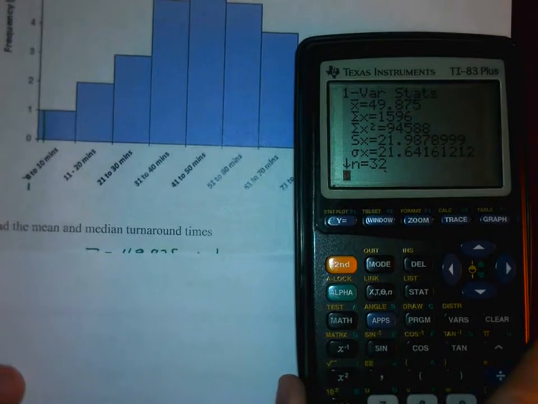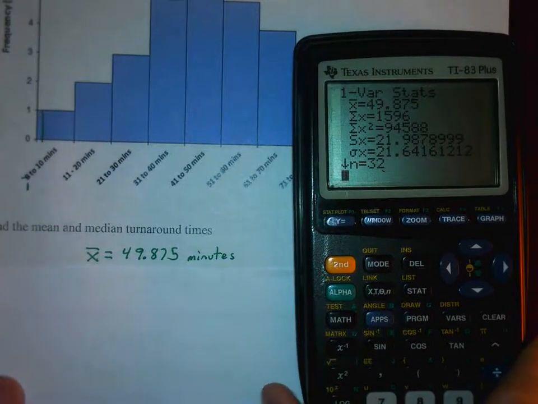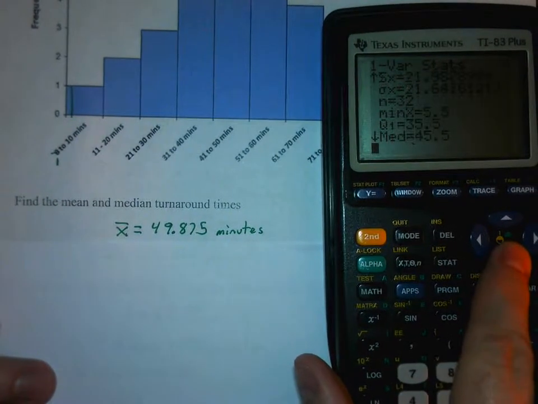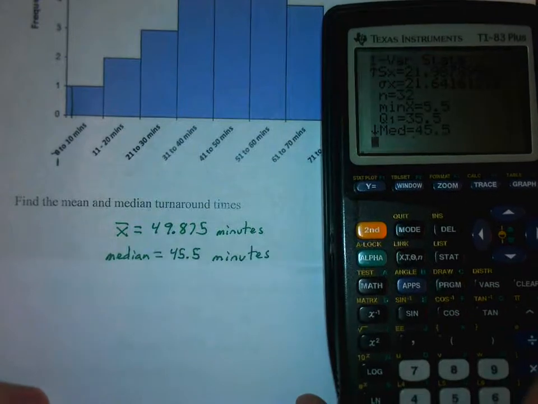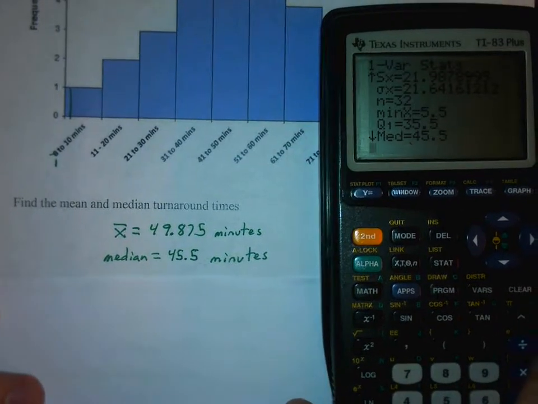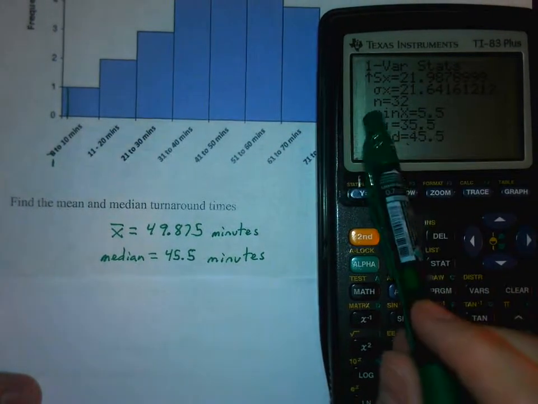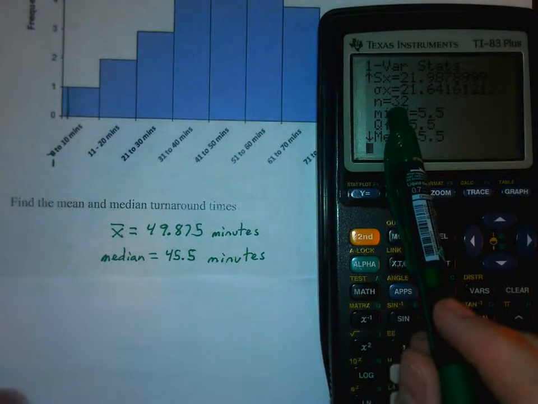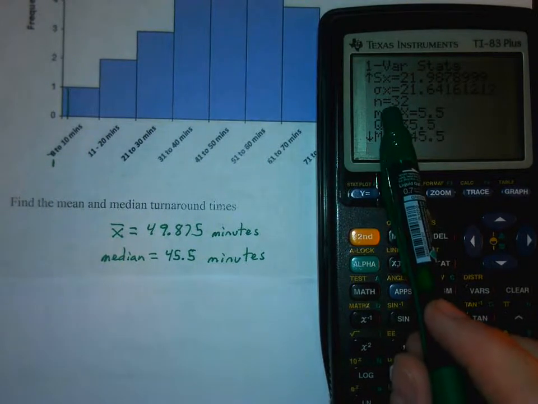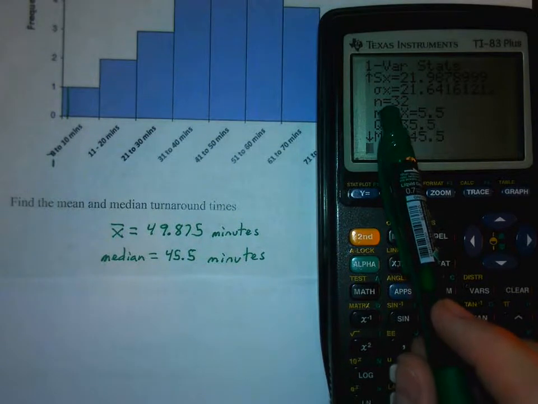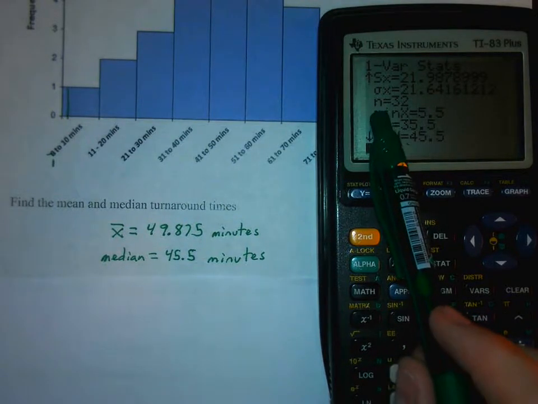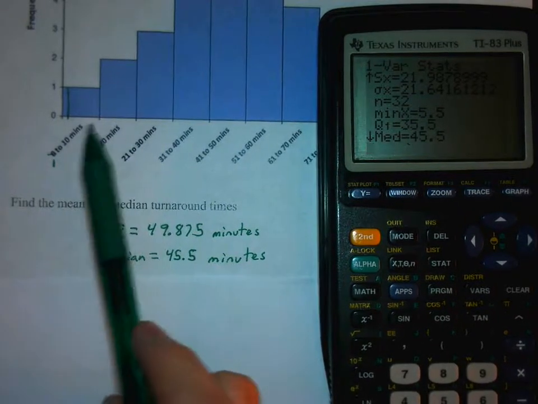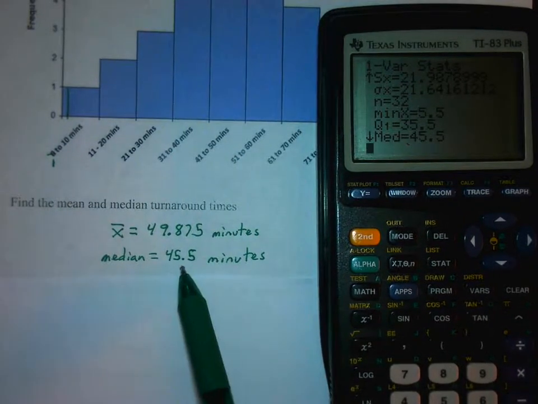Okay, so we get our mean of 49.875 minutes. If we scroll down, we get the median of 45.5. And again, you can count in. If we have 32 data values, you're going to do 32 plus 1, which is 33, divided by 2. That'll give you 16.5. So you want to average the 16th and 17th data value, and you can count in from that, and you'll see that you have 45.5.